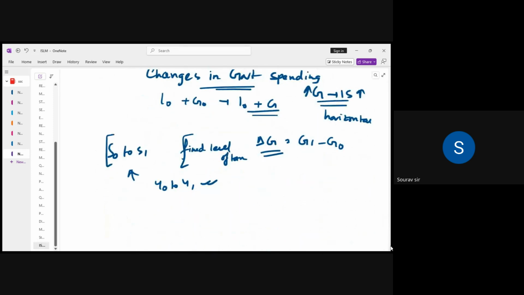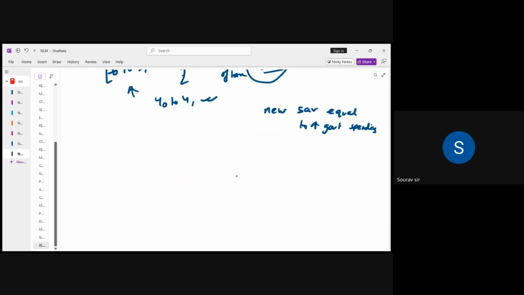As a result, when G increases by del G, the horizontal shift of the IS, this distance, is the amount of the increase in income required to generate the new saving equal to the increase in government spending. Since the increased saving is MPS times del Y, the required increase in del Y will be the horizontal shift of the IS curve. That is, del G is equal to del S, which is equal to 1 minus B times del Y.